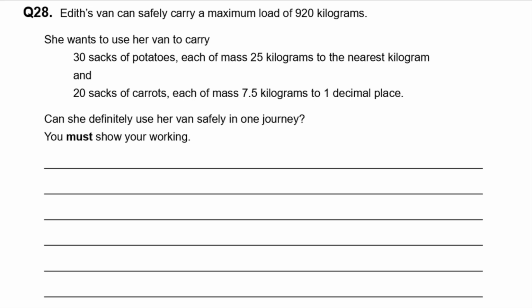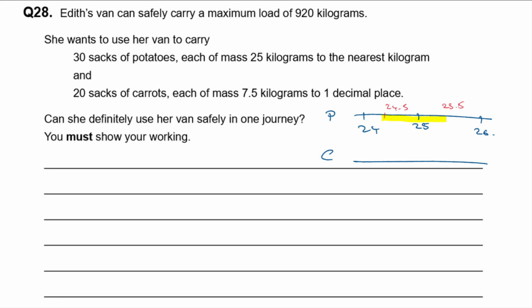Okay, so what we need to do is consider the bounds of these numbers and then work out which bound we need, and then work out our upper bound for the weight. Okay, so let's just do that. So for the potatoes, 25 kilograms to the nearest kilogram. Next one on the scale would be 26, one below would be 24. The ones that are around 25 are going to be halfway between or nearer, which is 24.5 to 25.5. So that's the bounds for the potatoes.